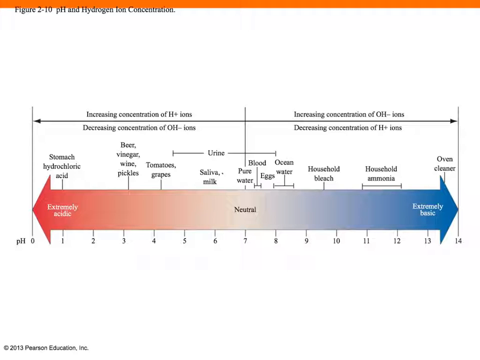You can see that stomach acid, hydrochloric acid, is the most acidic with a pH of 1. The lower the pH, the more acidic. If you also observe, ocean water is basic or alkaline, and oven cleaner is the strongest base at a pH of 14. So the higher the number, the more basic it is.